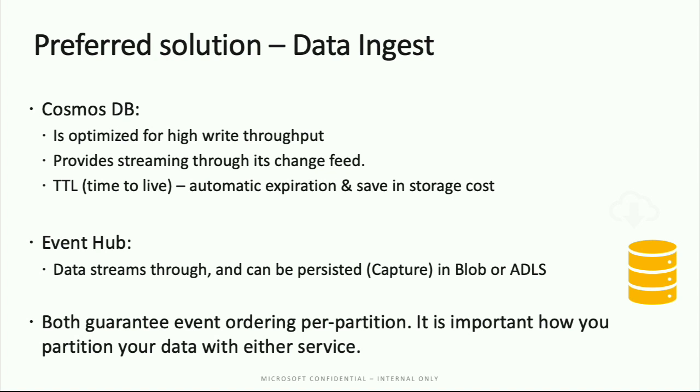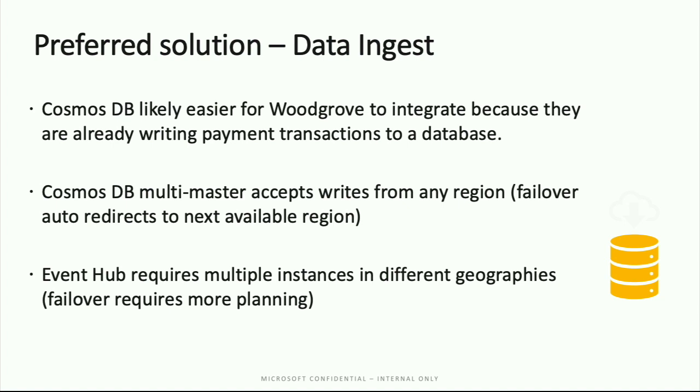Both guarantee event ordering. That's another thing you want to think about. If you need to process the events in the order they come in, both of them do guarantee ordering per partition. And it's important how you partition your data with the service. We did not go into that today, but partitioning plays a very important role, and that's something else you want to think about. So for Woodgrove Bank, Cosmos DB could be a better solution because they're already writing payments and already using it as a database in the other pieces.